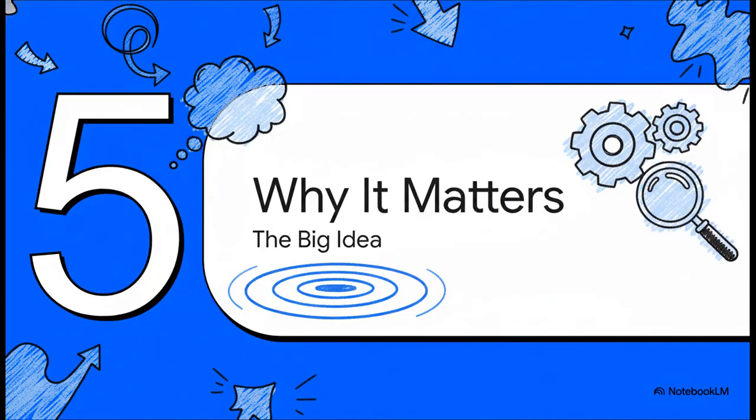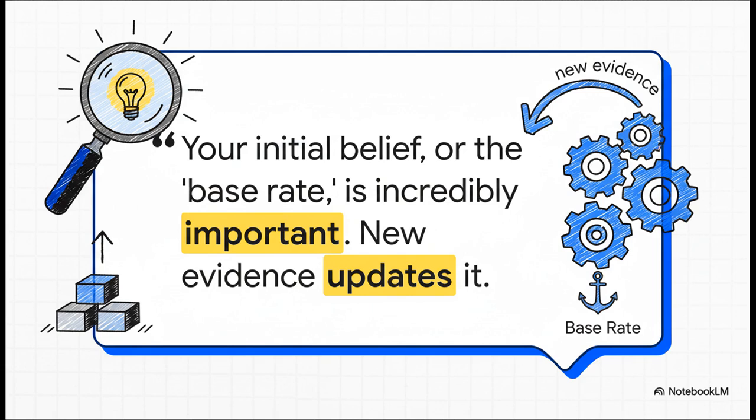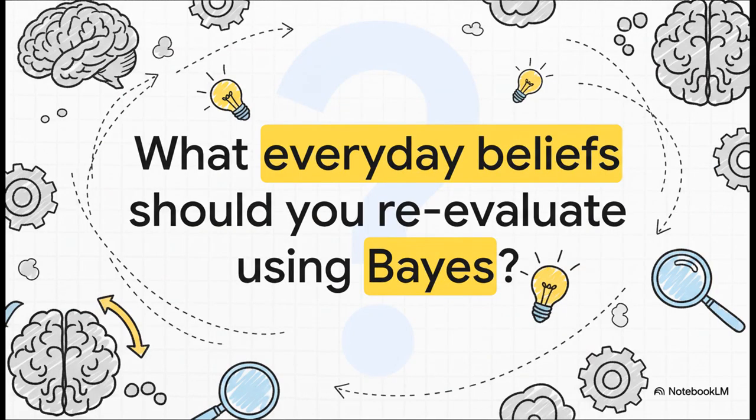So we've done all the math. What's the big takeaway here? Why does this matter? Well, what this really shows us is that your starting point, your initial belief, or what statisticians call the base rate, is incredibly important. New evidence, even really strong evidence, doesn't just wipe the slate clean. It just updates what you already believed. That initial 10% chance of being sick acts like an anchor, and the new evidence just pulls it in a new direction.